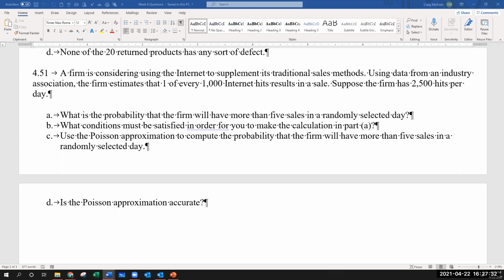Wait, Dr. McBride, so per day is not time? Well, if the question was per day, then yes, it would be time and we would use the Poisson approximation, but in the given context of the question, it's a binomial because they gave us a set number of trials, 2,500. And out of those 2,500 trials, they want us to figure out how many successes we have. They didn't say over a day. I mean, they did say in a randomly selected day, but we know how many hits there are in a day. So they're really not asking us to compute something over a time period. They're asking us to compute something out of a number of trials.